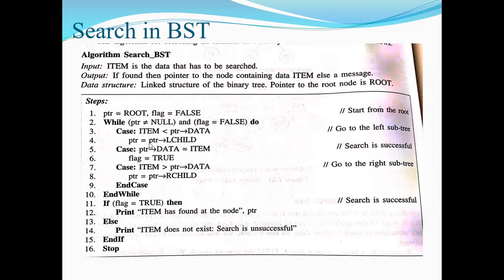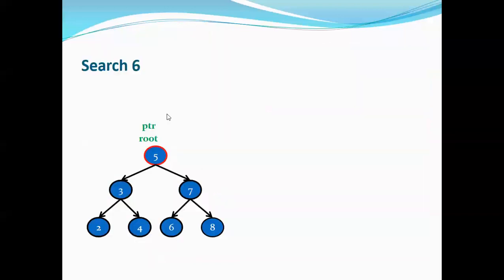Now we will update PTR to ptr.leftChild if our item is less than the value at the root node. Otherwise, if the item is greater than ptr.data, then we will update our PTR as ptr.rightChild. So these steps will repeat and we will get the final answer whether the item is found or not.